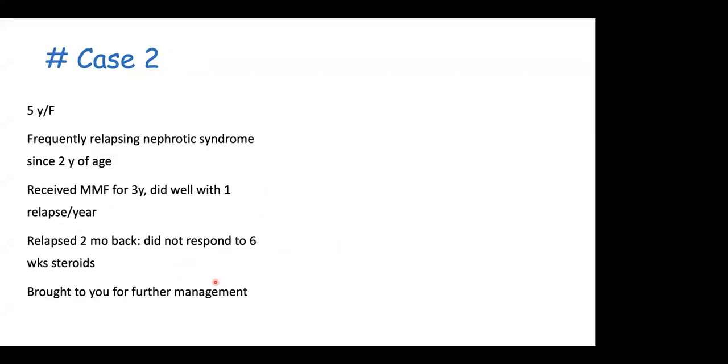We'll move on to the second case. This is a 5-year-old girl with frequently relapsing nephrotic syndrome since 2 years of age. She has been on mycophenolate for the past 3 years and has done reasonably well with about one relapse a year. Now, 2 months back, she relapsed, and this time she does not respond to steroids. She has received 6 weeks of steroids. However, she has not gone into remission. So she is brought to you for further management.